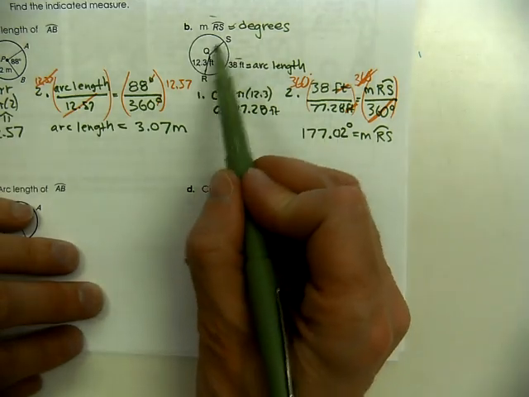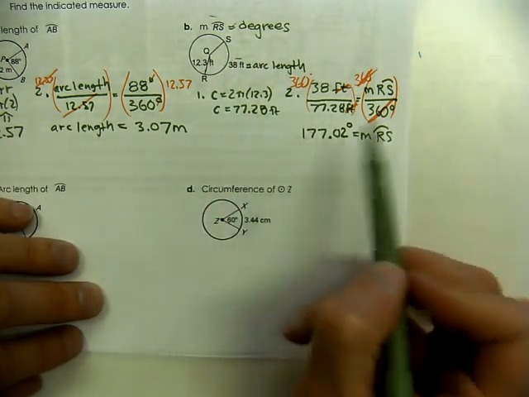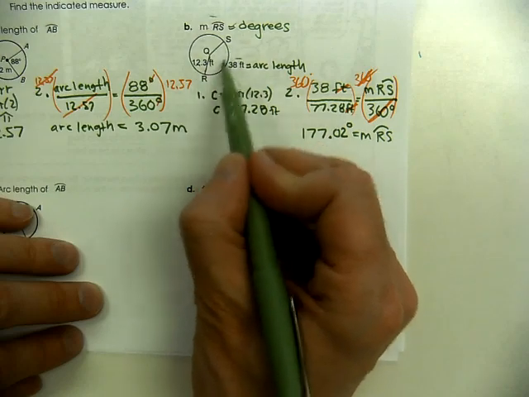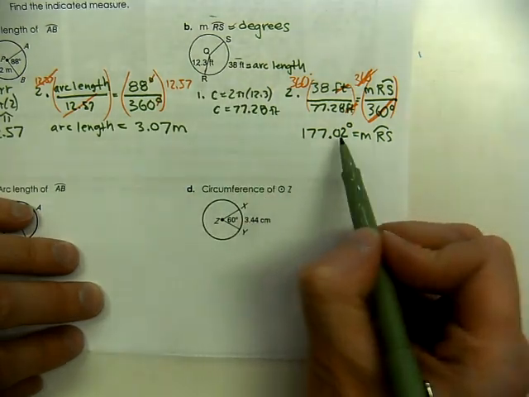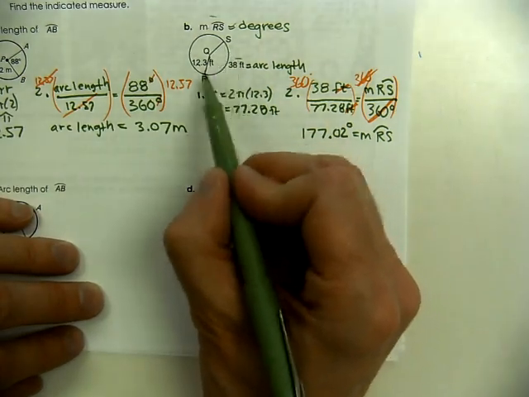Notice it's not quite a semicircle, right? So this answer makes sense. If we had a semicircle, that'd be 180 degrees, and this is slightly less than 180 degrees, so it is roughly drawn to scale.